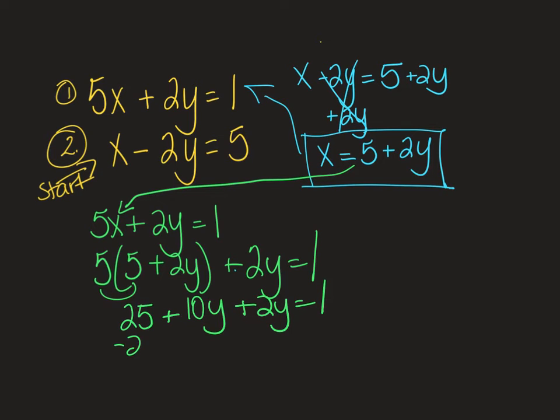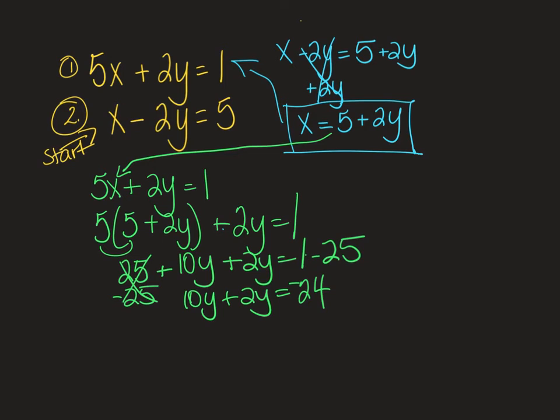I'm going to subtract 25 from both sides. That cancels. And that's going to give me 10y plus 2y equals 1 minus 25 is 24. And it's a negative, correct? Yep, it is a negative. 10y plus 2y is a positive 12y equals a negative 24. You're going to divide both sides by 12.